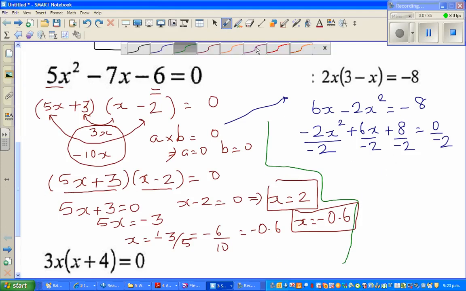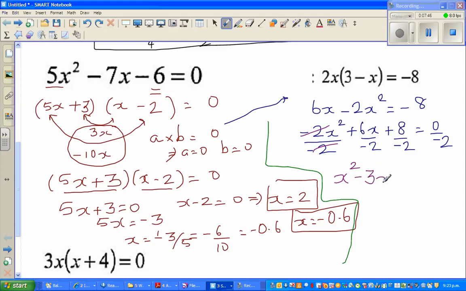Okay, let me bring this color back. So negative 2 divided by negative 2, this and this will get cancelled. So you got an x squared here. 6 divided by negative 2 is minus 3x. Negative 8 divided by negative 2 is negative 4, and 0 divided by this is 0. So now this has become a quadratic equation, so you can put in two brackets equal to 0. You got an x squared here, you put an x and x here, and two factors of negative 4, which gives you negative 3, are negative 4 plus 1.